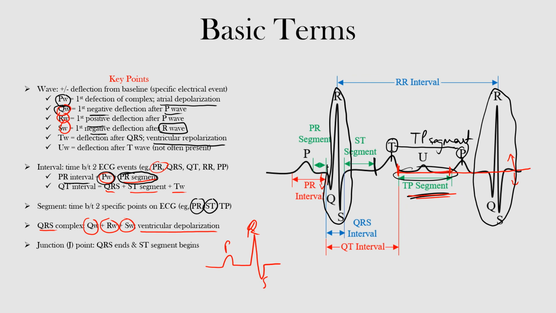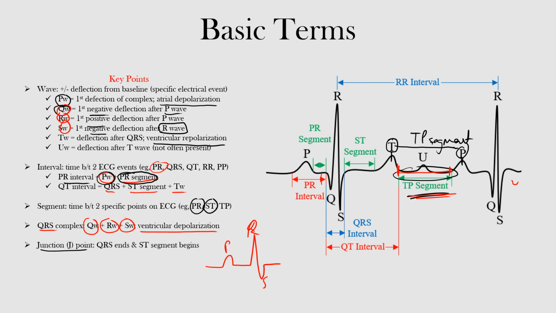And lastly, there's one point that I want you to be aware of. It's called the junction point or the J point. And this is where the QRS complex ends and the ST segment begins, okay? So our junction point is this area here, okay? It's the point where the QRS complex ends, which is right there, and where the ST segment, this here, is beginning, okay?